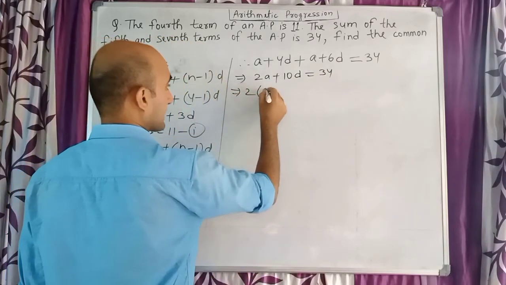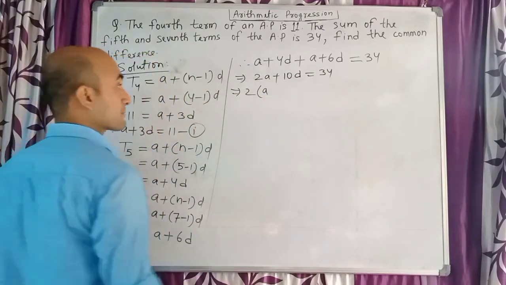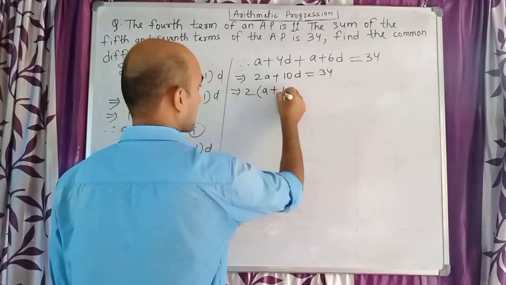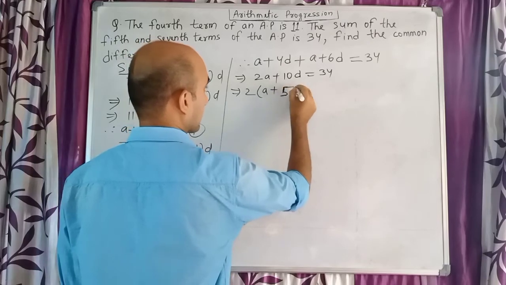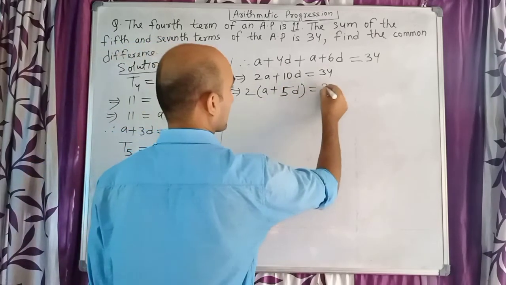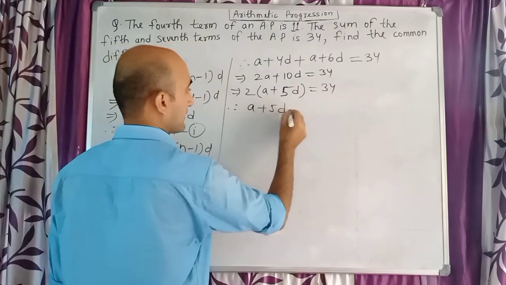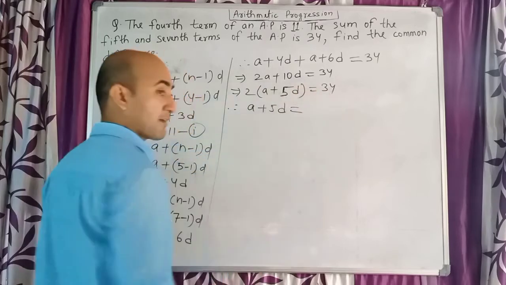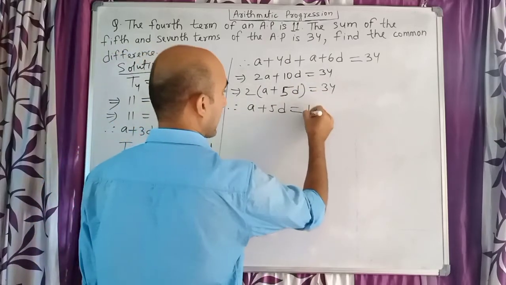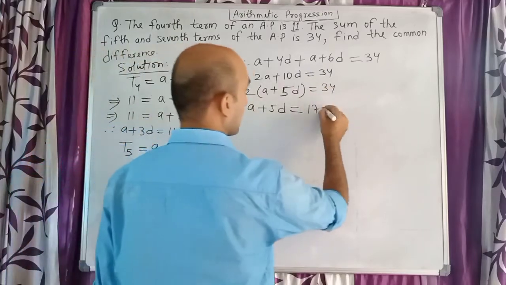When you take 2 common, there is some benefit, because this 2 will go and divide with 34, and 34 will become 17. A plus 5D, because taking 2 common means 10 will become 5D, equal to 34. So finally I can say A plus 5D equal to, this 2 will come and divide with 34. So directly I can say it will be 17, because 34 by 2 is 17.